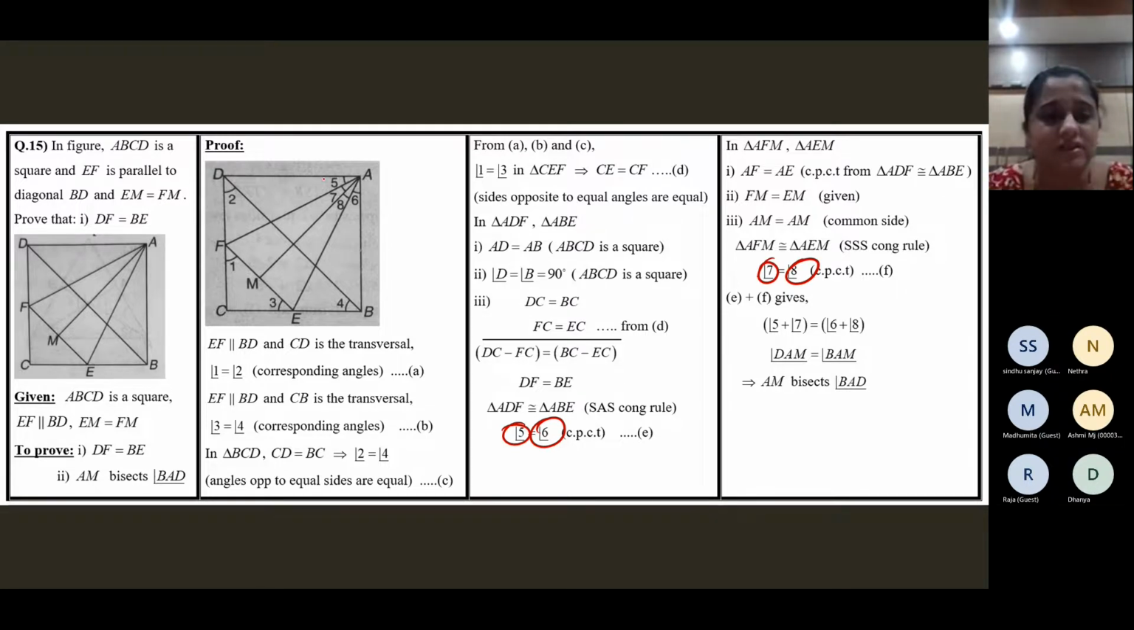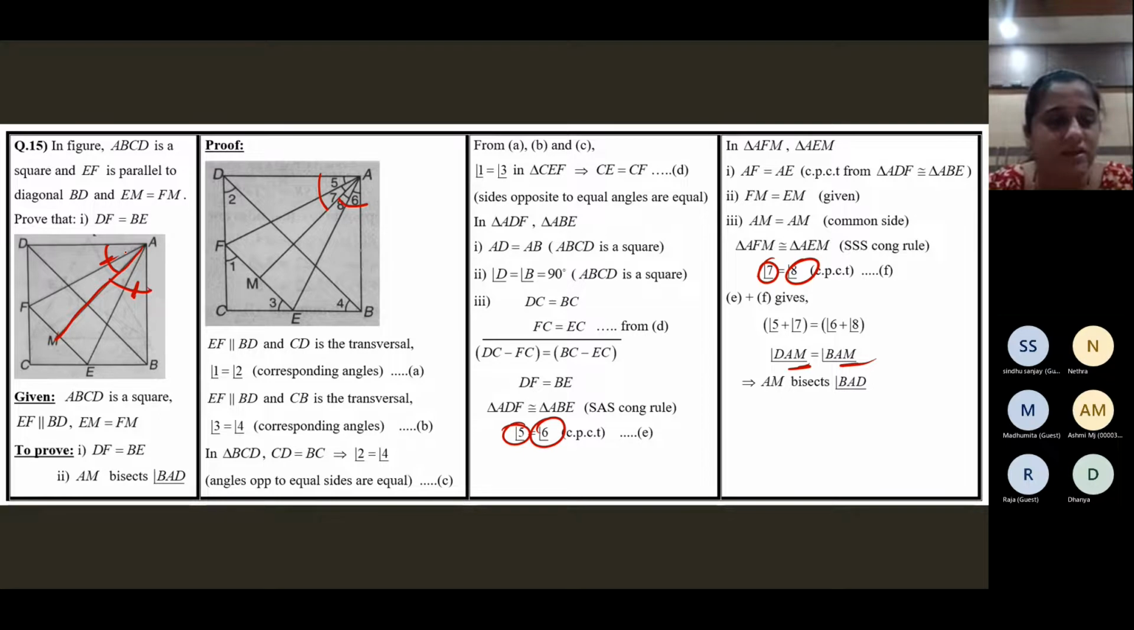So 5 plus 7 is nothing but this full angle, DAM. And 6 plus 8 is this full angle, BAM. So we have proved that this angle DAM is equal to this angle BAM. That means AM bisects angle DAB.